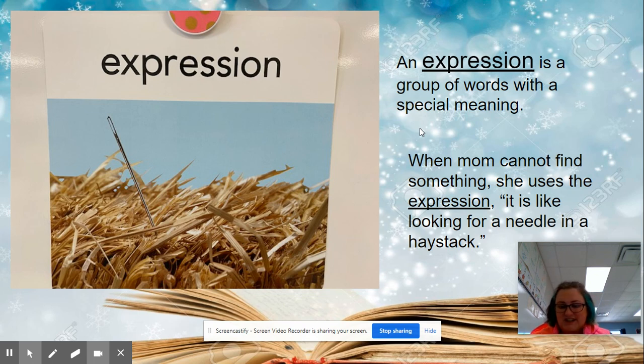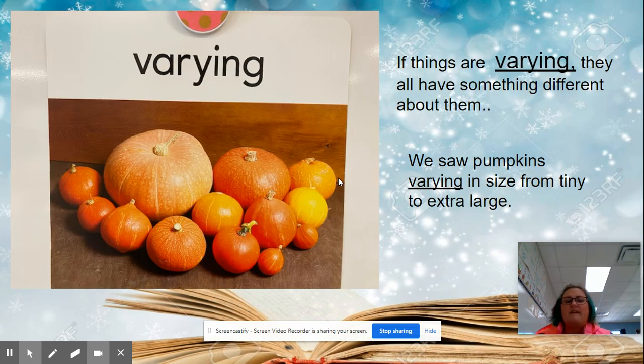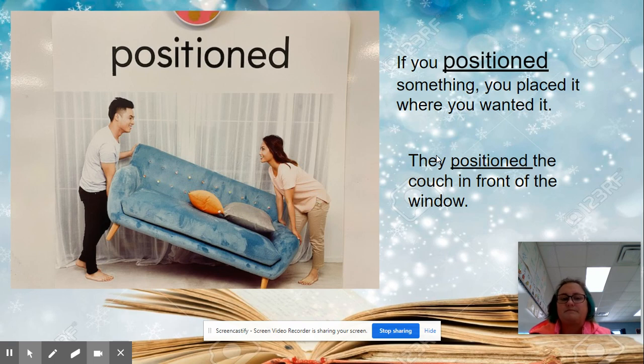Expression. Say expression. Awesome job. An expression is a group of words with a special meaning. When mom cannot find something, she uses the expression is like looking for a needle in a haystack. Varying. Can you say varying? Good job. If things are varying, they all have something different about them. We saw pumpkins varying in size from tiny to extra large.